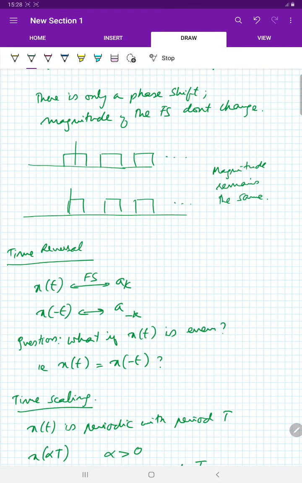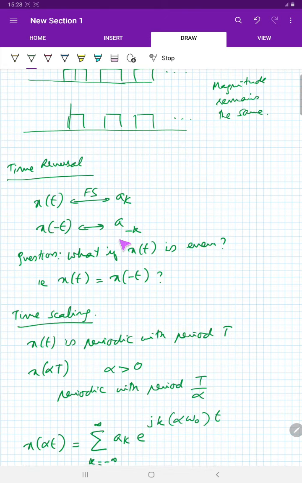Time reversal is the next property. If x of t has the Fourier series a k, x of minus t, which is flipped in time, has a Fourier series representation a of minus k. One interesting question: what will happen if x of t is even? If x of t is equal to x of minus t, then what can you say about a of minus k?